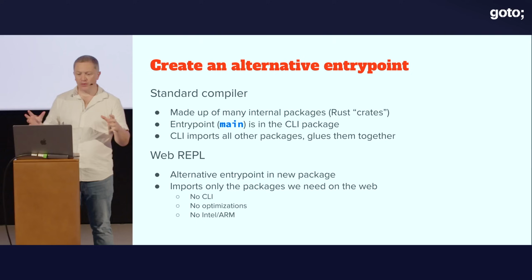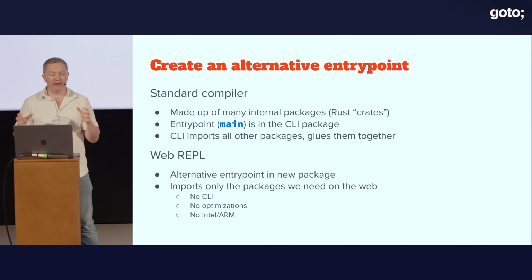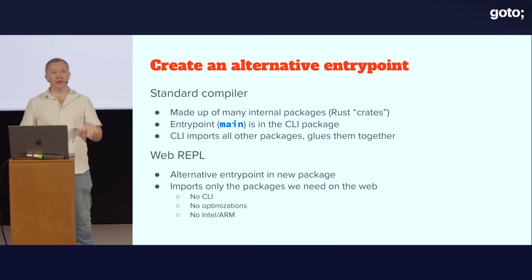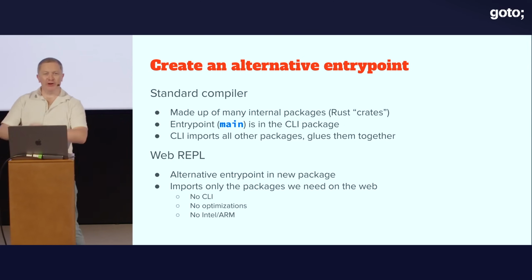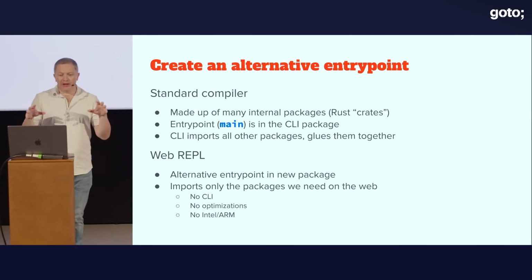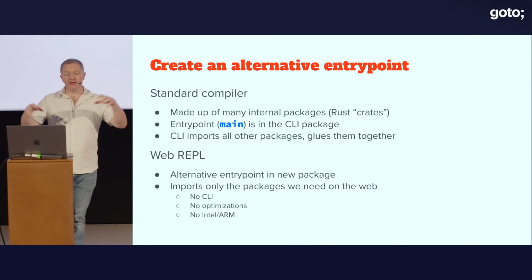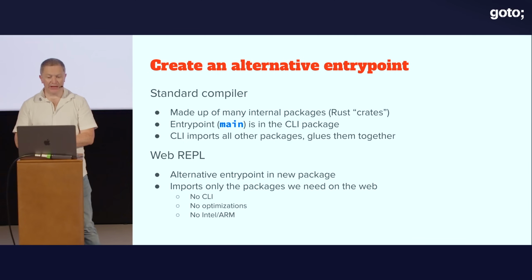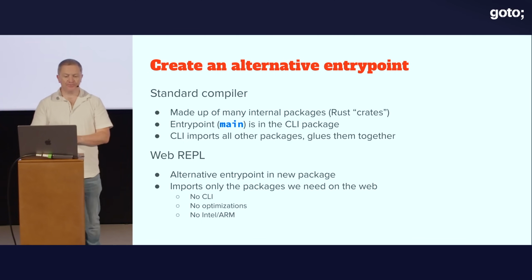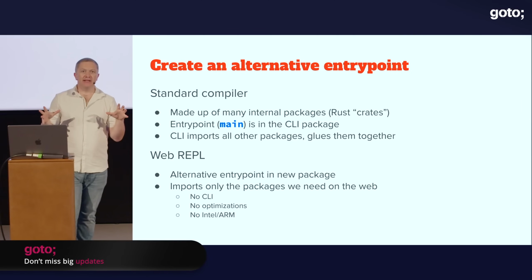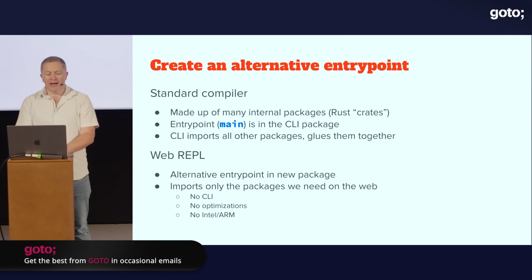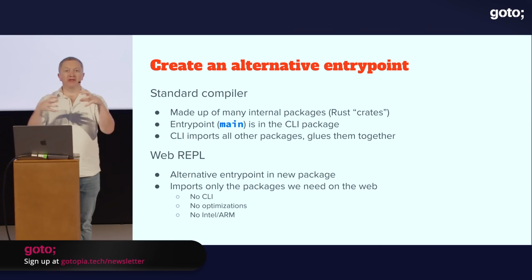So the way we went about slimming down the page size was to create an alternative entry point into the compiler. When I say entry point, I just mean what you would usually call a main function. So for the standard build of the compiler, it's a command line tool. So you're typing in the name of the file you want to compile and stuff like that, with some options maybe. That's made up of a lot of internal packages. So we have some structure inside of the compiler where it has a bunch of internal packages, which are called crates in Rust. And the entry point is in the CLI package. So that's the one that's interpreting your command line options. And it's the one that imports everything else and sort of glues them together.